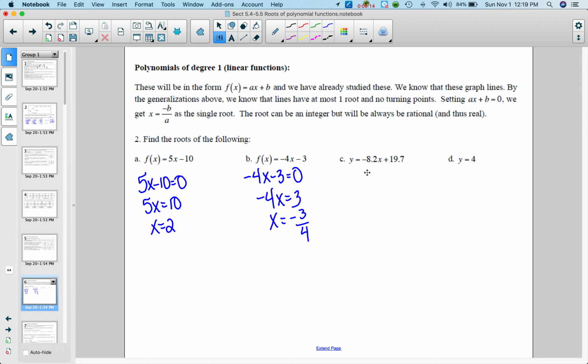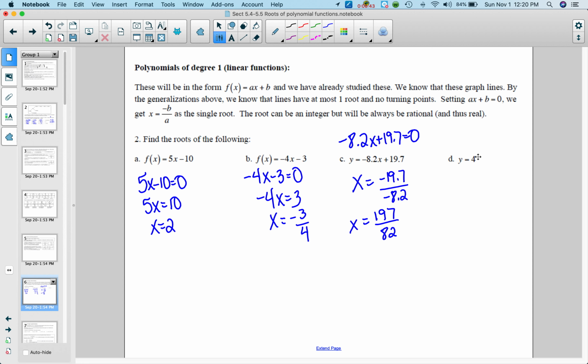And here on this next one, when you solve this, we would first set it equal to 0. So I should start by doing that. And so when we solve for x, we're going to get negative 19.7 over negative 8.2. And if you just simplify this as a fraction, I did it ahead of time, you get 197 over 82, and I would just leave it like that.